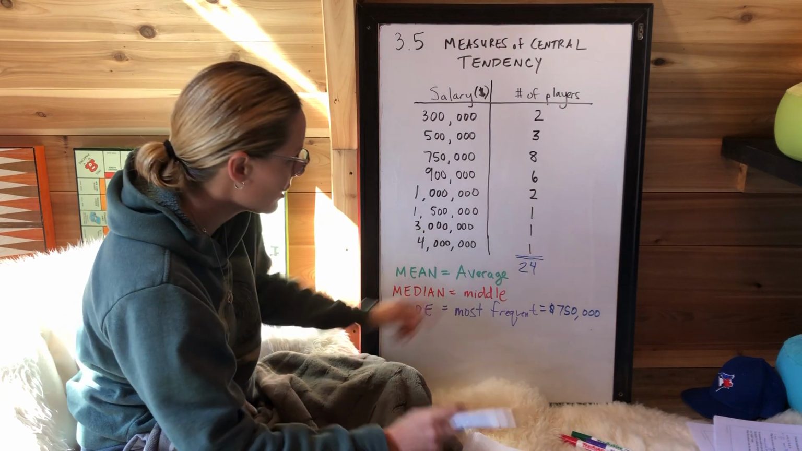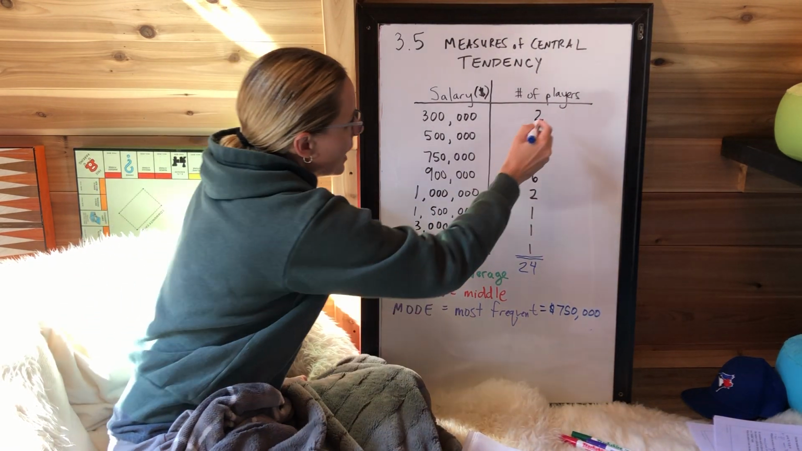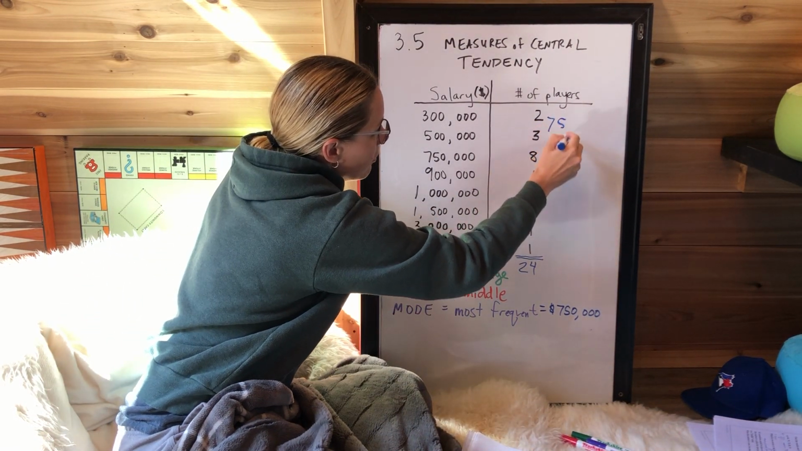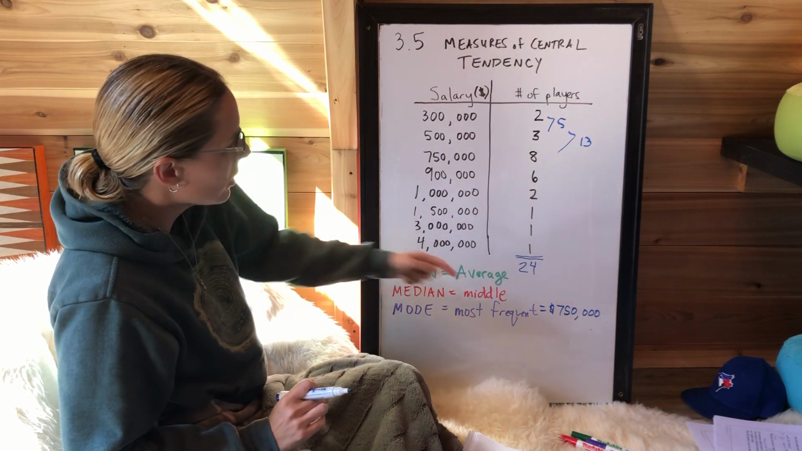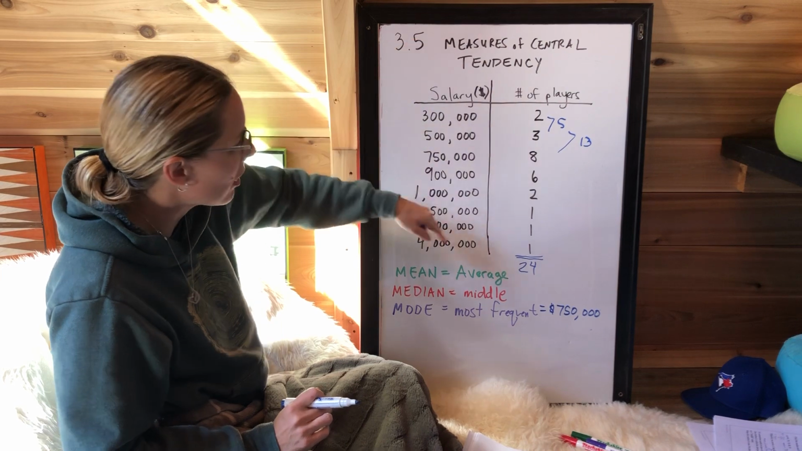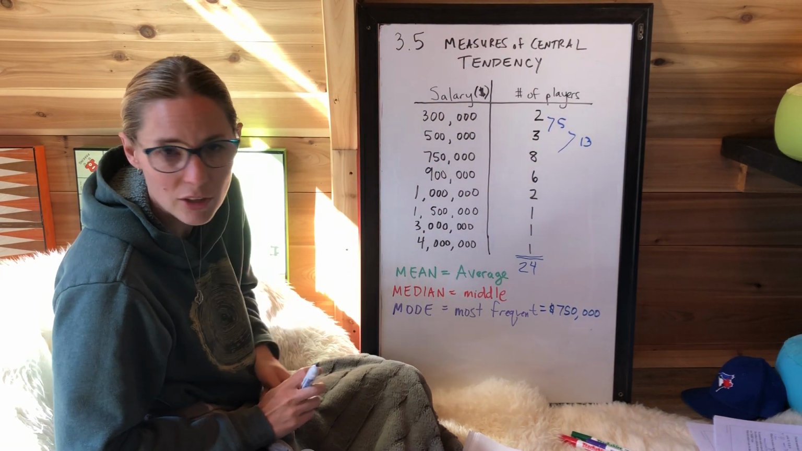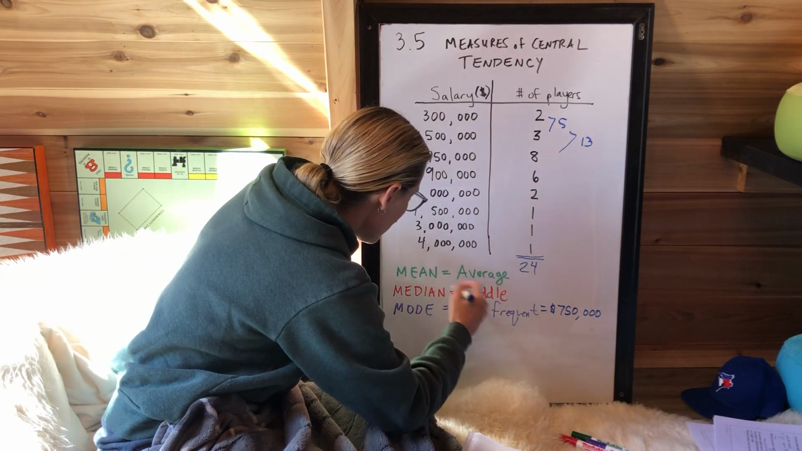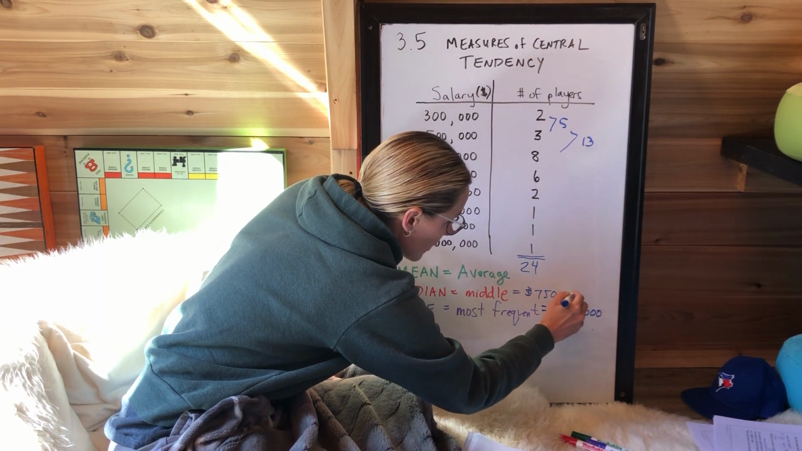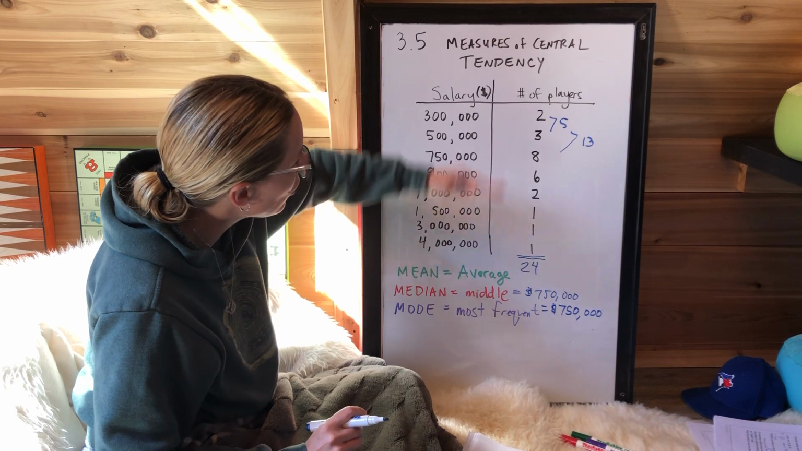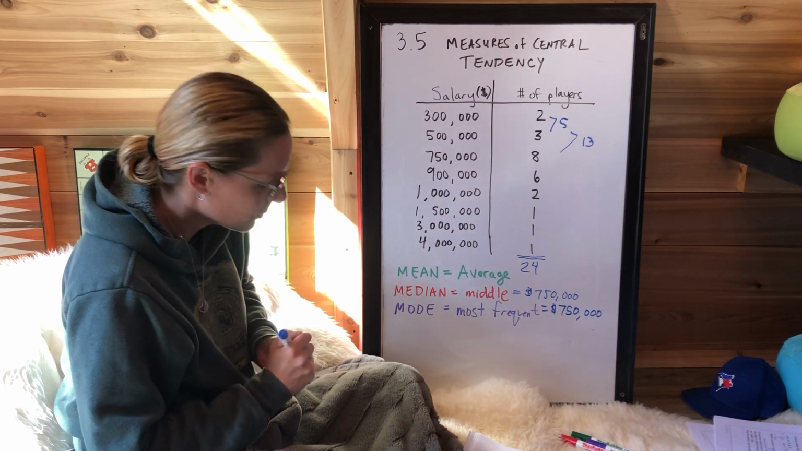Half the players, in fact, if there's 24 players, and I count here, 2 plus 3 is 5. 5 plus 8 is 13. Okay, half of 24 is 12. So the 12th player in line, if I line these all up in order, is making $750,000. So in fact, what we call the median, or the middle, is also $750,000. Okay, that's the middle value. If I listed these all in a row, that would be the middle value.